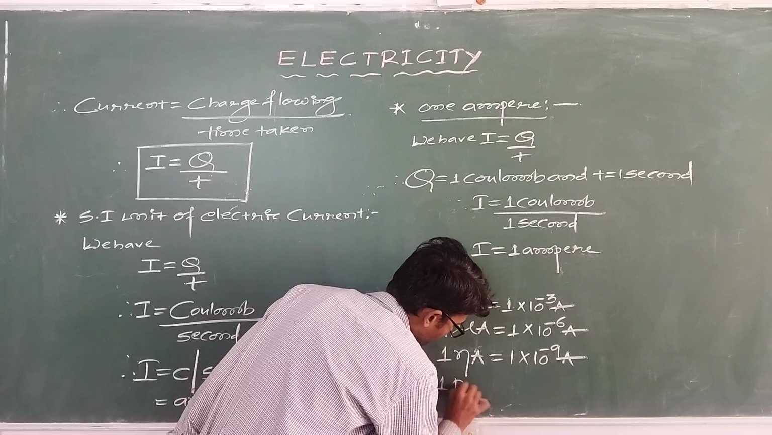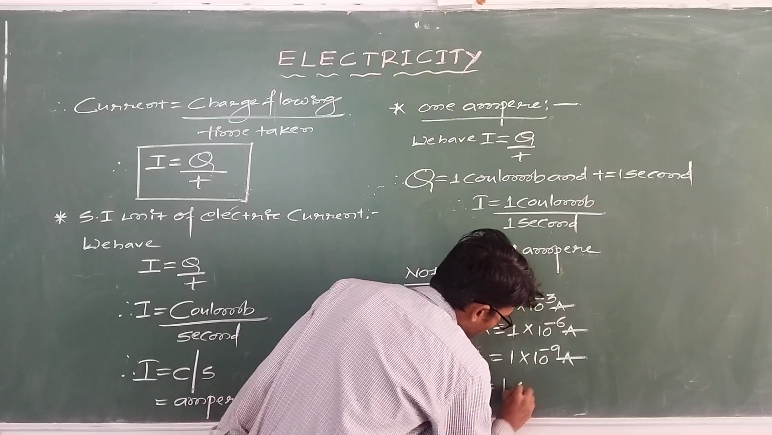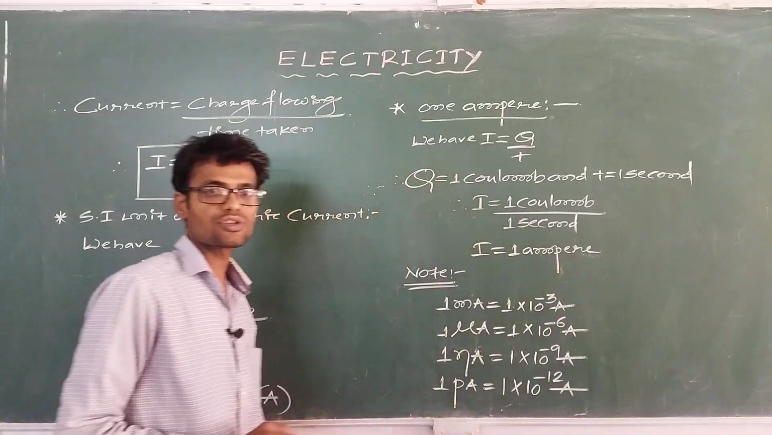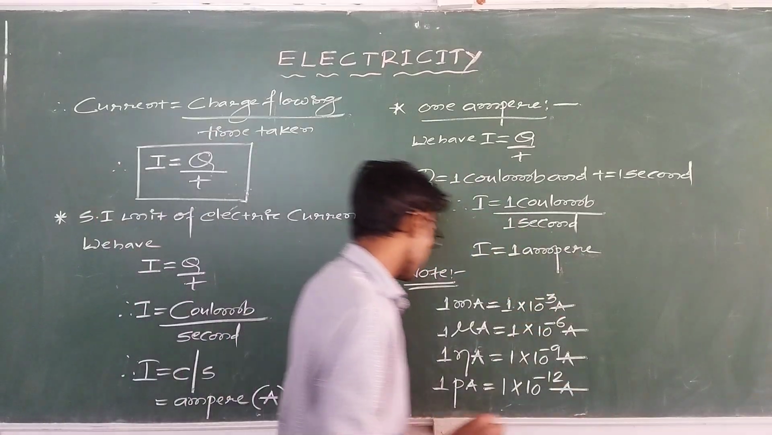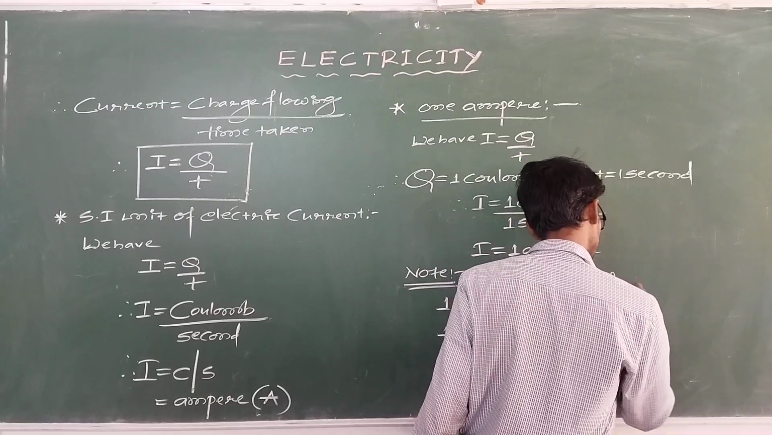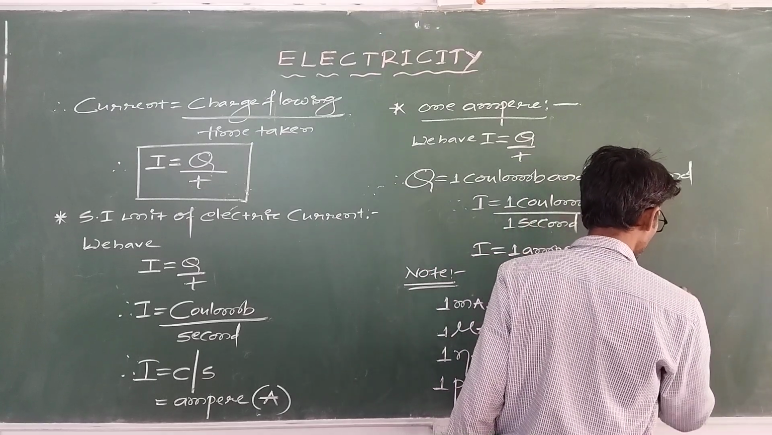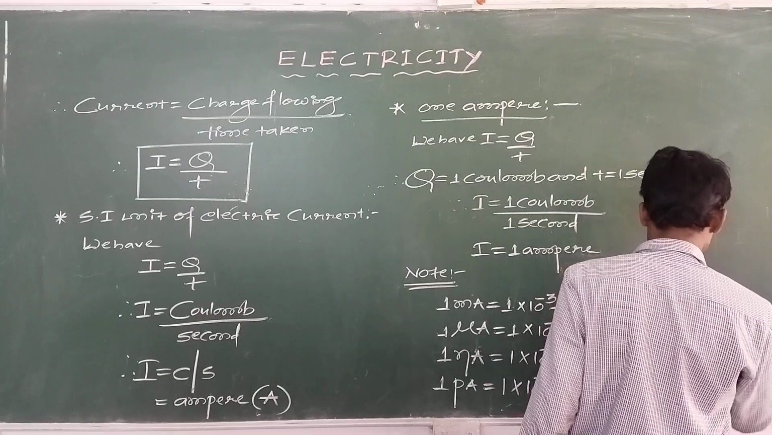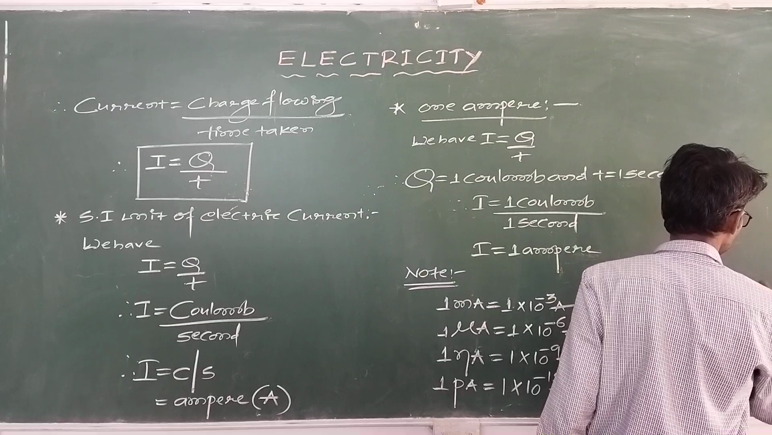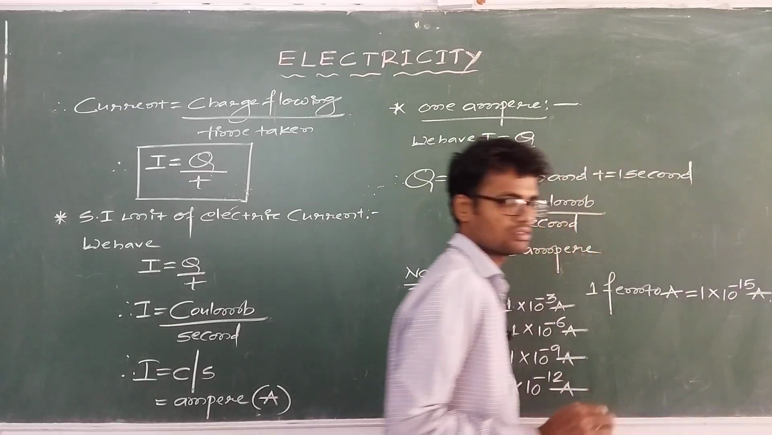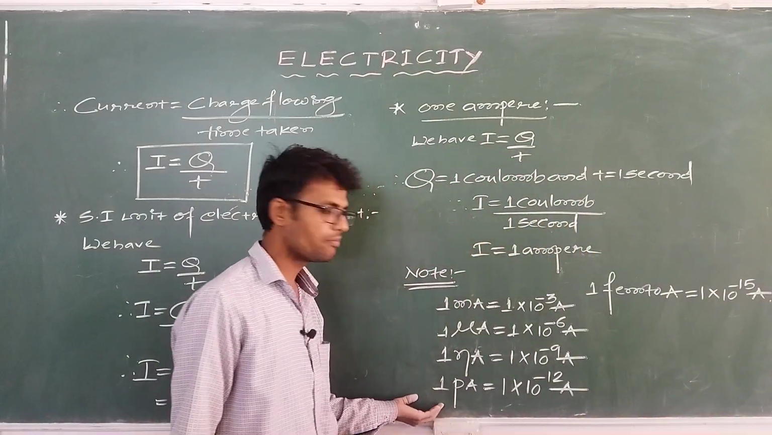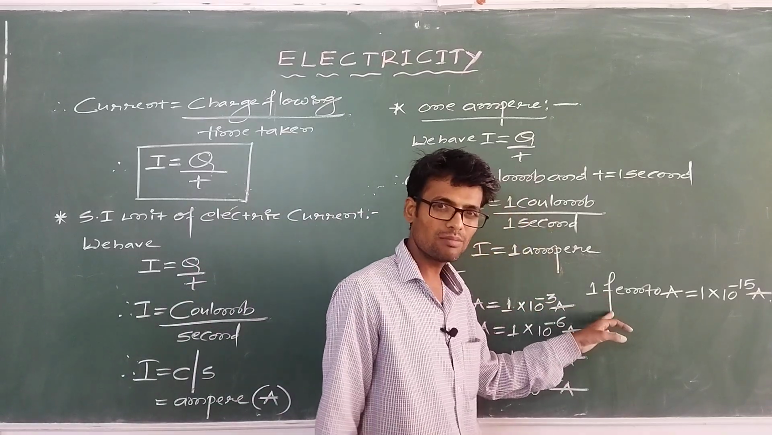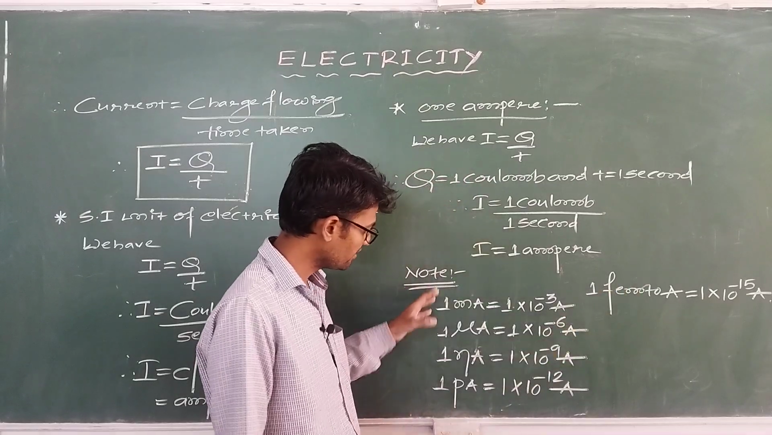After this we have 1 picoampere, which is 1 into 10 raised to minus 12 ampere. Next we have 1 femtoampere, which is equal to 1 into 10 raised to minus 15 ampere. Up to 1 picoampere you should remember; the rest, if you want to remember it, otherwise leave it.